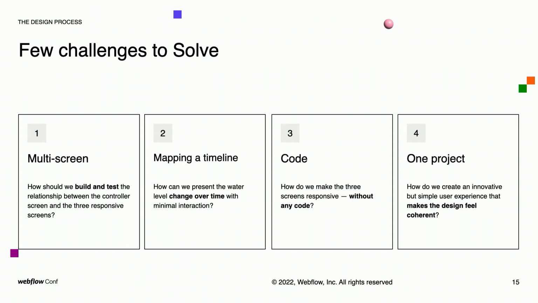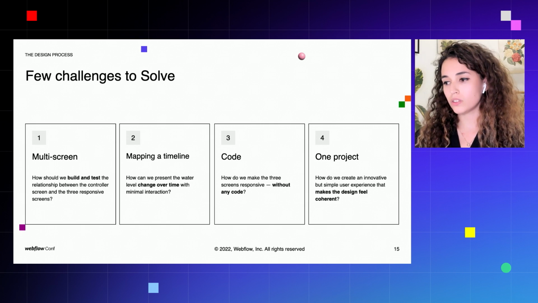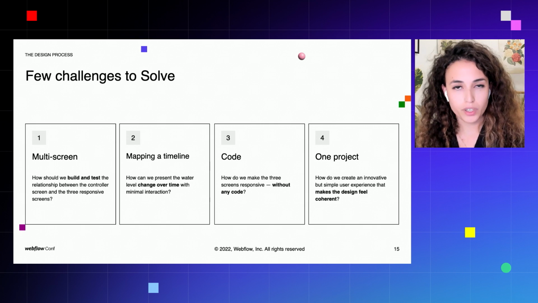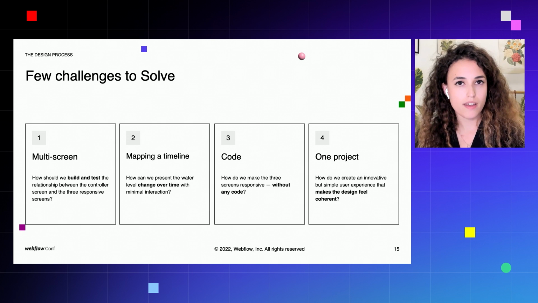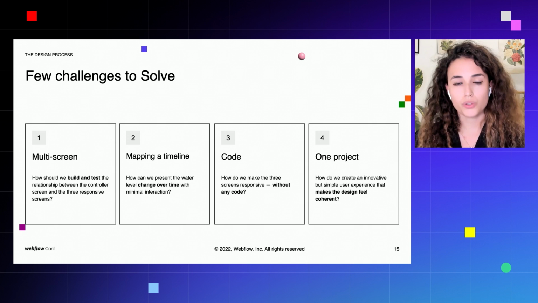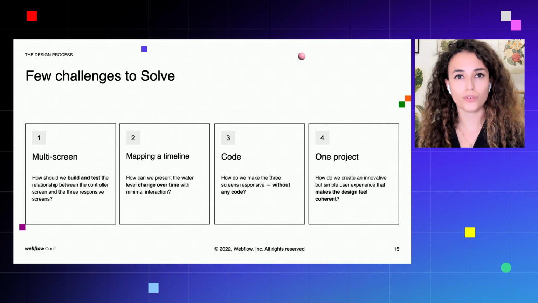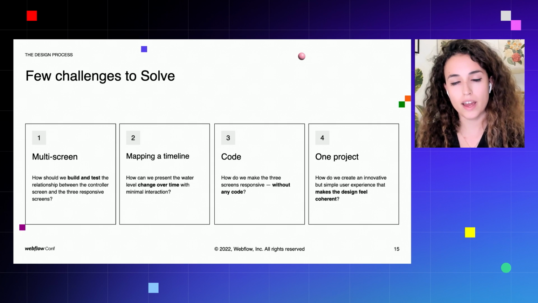So the first one, and the most obvious one, was the multi-screen challenge. How should I build and test the relationship between the controller screen and the responsive screens, the exhibit screens? Should it be built on two different Webflow websites connected by code between them? Should it be one site with two pages? Should it be one page with 6,000 pixels, a very wide resolution spread over the whole four screens? This is a decision that I had to make at the very beginning of the process.